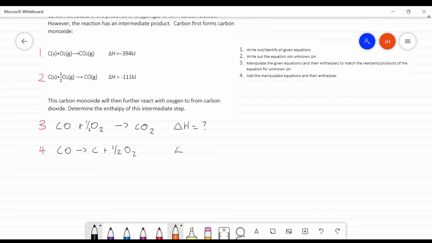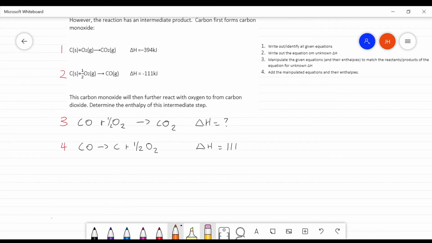Now, the enthalpy for this reaction is going to be the polar opposite of the enthalpy of its reverse, or the enthalpy of equation 2. Because we've just reversed the reactants and the products, we also flip the polarity of the enthalpy. And the last step is to add the manipulated equations and their enthalpies together. That may seem a little bit weird still, but you'll hopefully understand more when I actually do it.